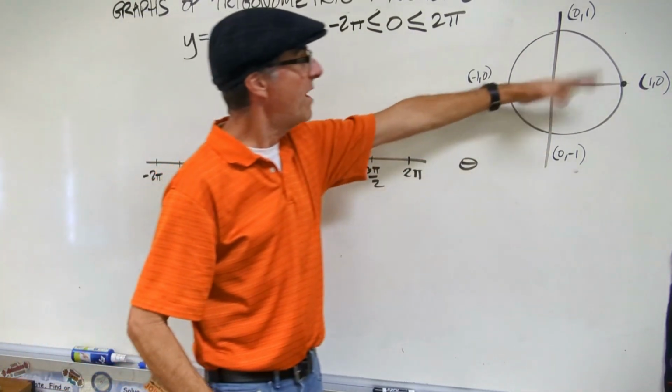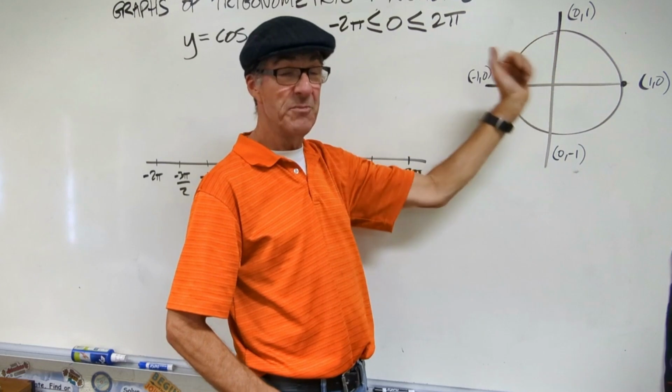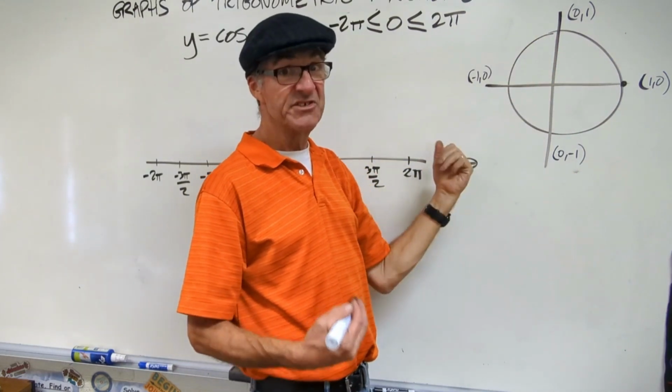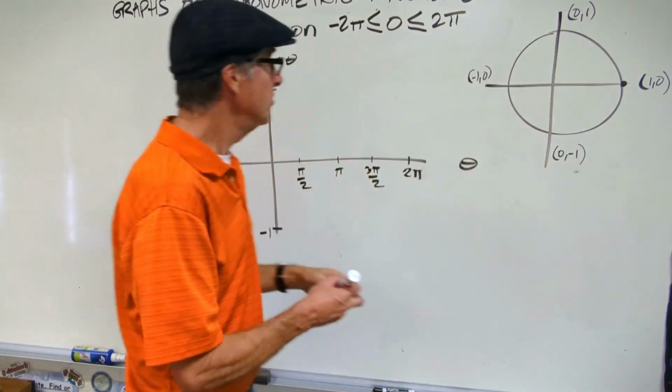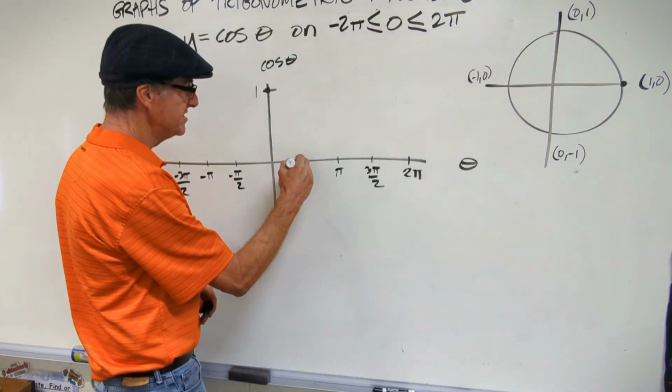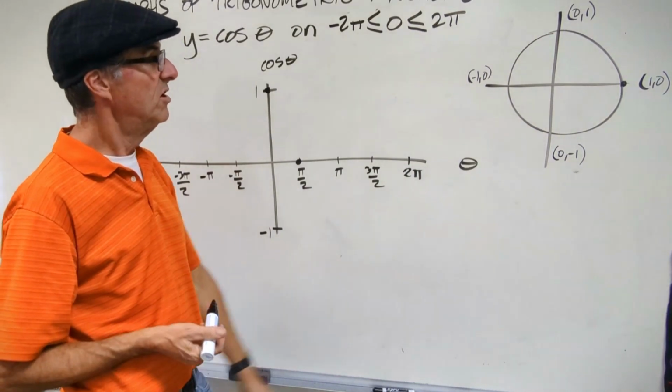And then when we do pi over 2, or 90, if you put that in your calculator, you're going to get 0. We know this already because that point is (0, 1). So cosine of pi over 2 is 0.